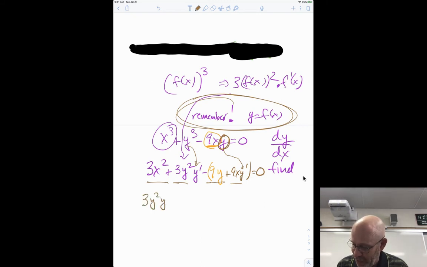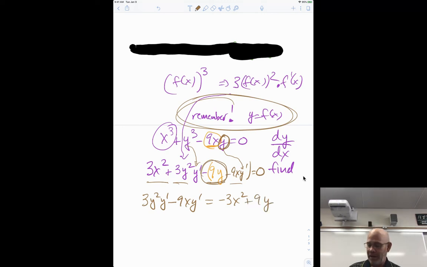3y squared y prime is going to stay, minus 9xy prime. Okay, don't forget that my sign. And then I'm going to take the other two terms over to the other side, so equals negative 3x squared. And this is a negative 9y here, so it's going to be a plus 9y on the other side. I'm solving for y prime. I'm going to factor this side, 3y squared minus 9x equals negative 3x squared plus 9y.